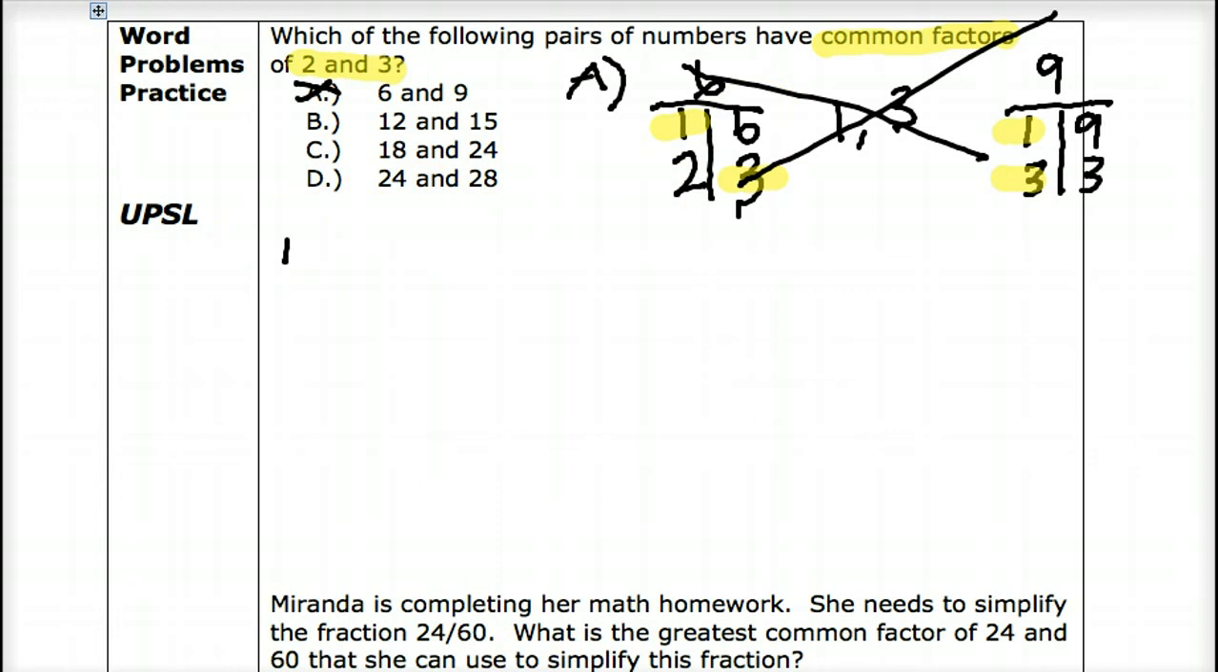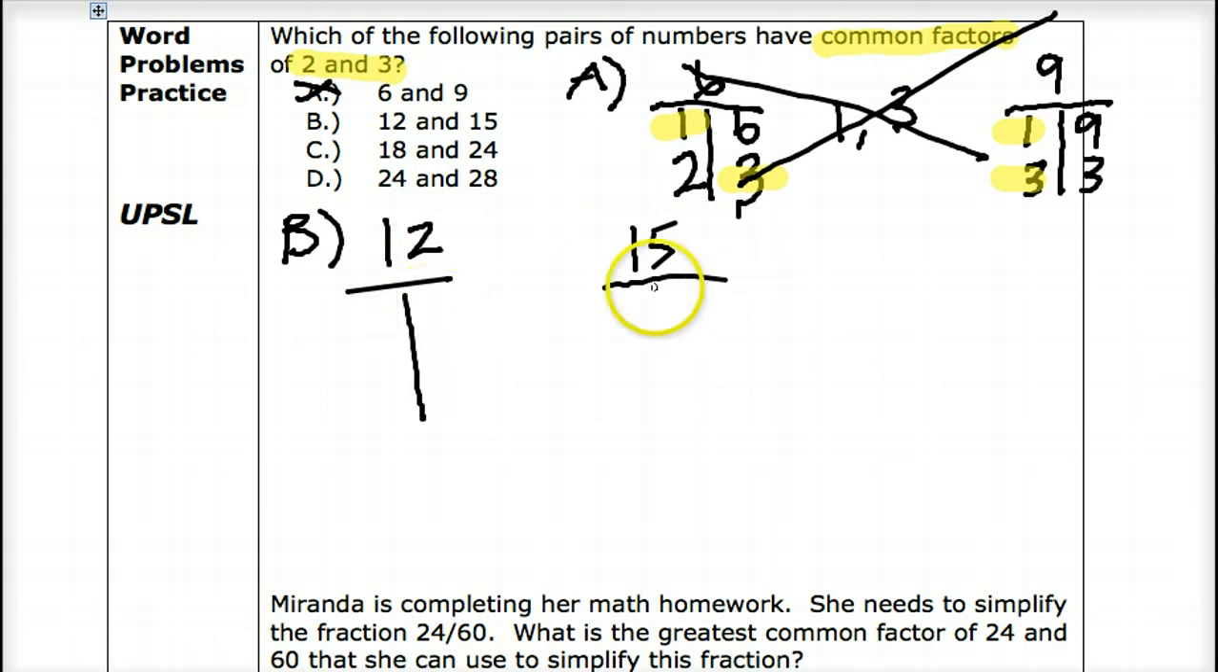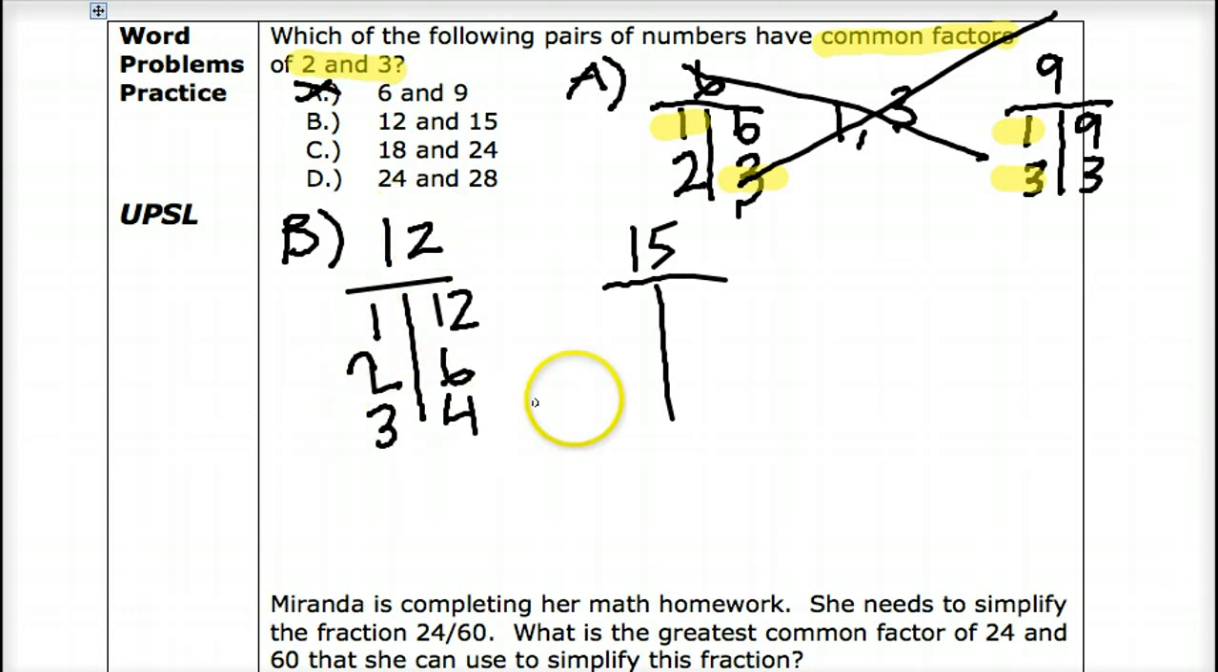Let's try out B. B gives us 12 and 15. So we'll do the same thing with our chart. For 12, we have 1 times 12. We have 2 times 6 is 12. And we have 3 times 4 is 12. For 15, we have 1 times 15 is 15. And we have 3 times 5 is 15.